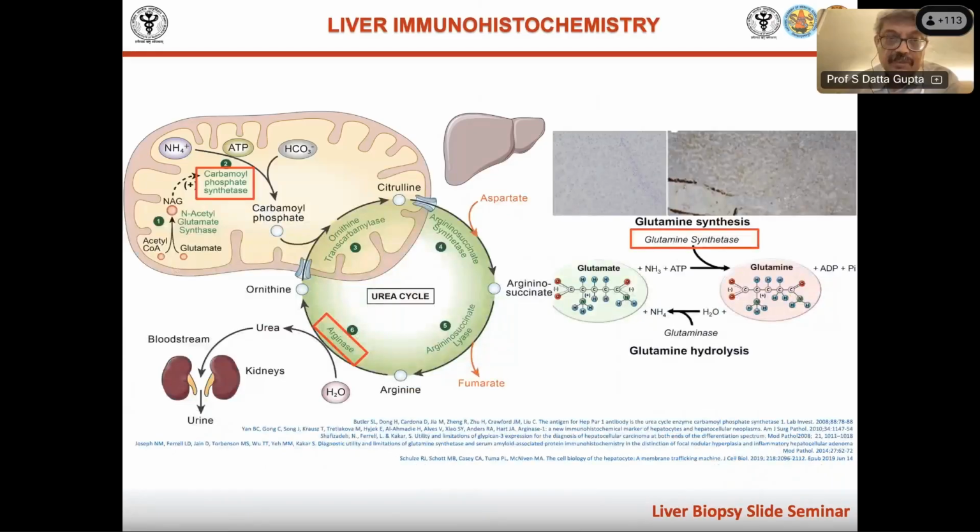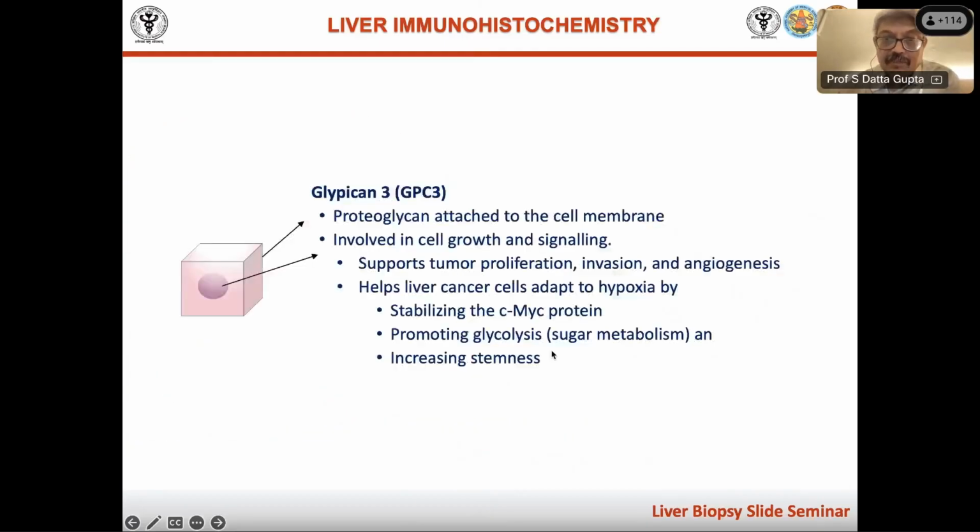That's one immunohistochemistry. Then the other immunohistochemistry is that there are certain urea cycle ones. One is arginase, which helps in the formation of urea, which is excreted by the kidneys. That is one thing. Then you have glutamine synthetase, which is used for converting glutamate into glutamine, and the glutamine is required once again in all this structure. And there is glypican 3.